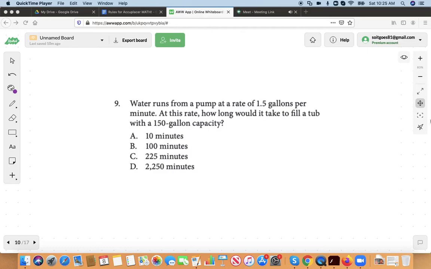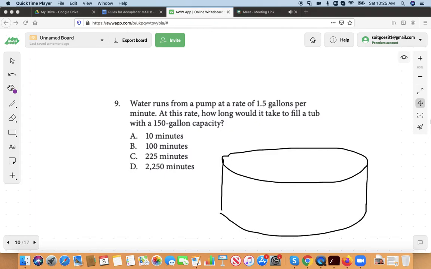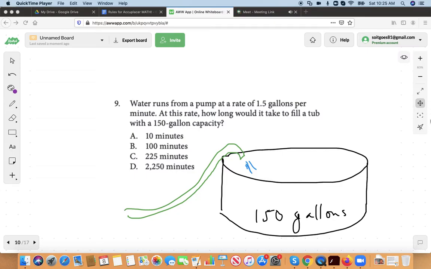Let's draw a picture. Let's start there. Do you mind if I draw this tub? All right. I'm going to draw a tub. I'm thinking like a kiddie pool, probably because I have a kiddie pool on my back porch. Okay. We got a tub. We'll label that 150-gallon capacity. Not filled with water yet, or it doesn't say it is, at least. Now we got water coming from a pump, or like a hose or something like that. I'm going to draw a little hose. And water is flowing at a rate of 1.5 gallons per minute. Is this all making sense so far?